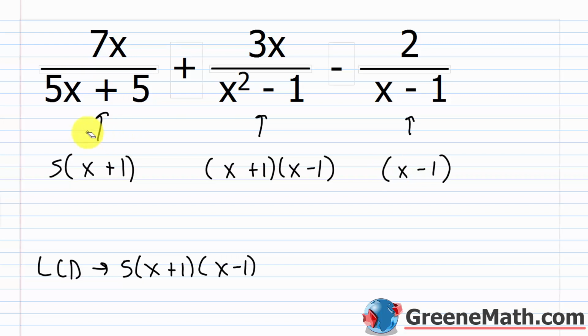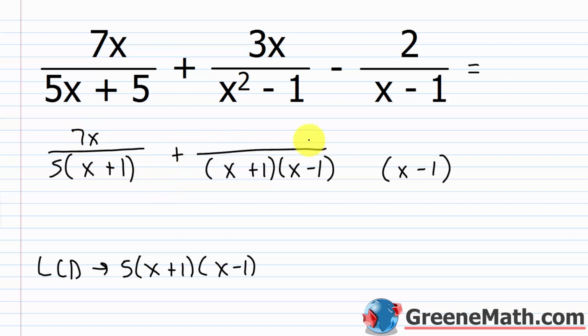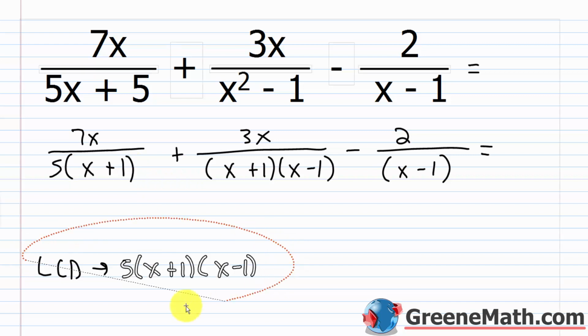So now, let's go ahead and write each of these with their denominator in factored form. So this is 7x, this is plus, this is 3x, this is minus, this is 2. Okay. So what would I need in this case to get a denominator of 5 times the quantity x plus 1 times x minus 1? Well, I would need to multiply this by x minus 1 over x minus 1. So let me slide this down.